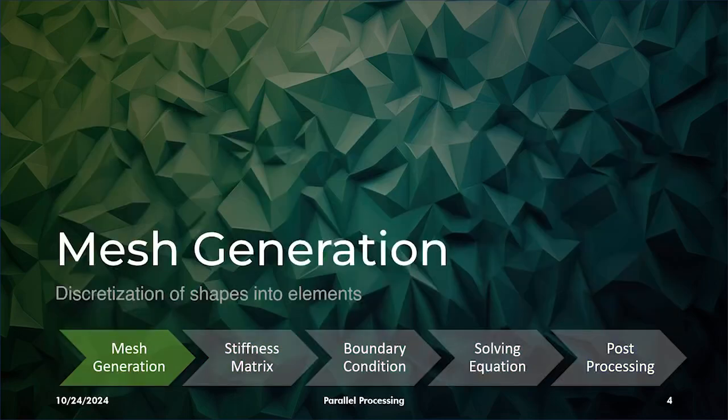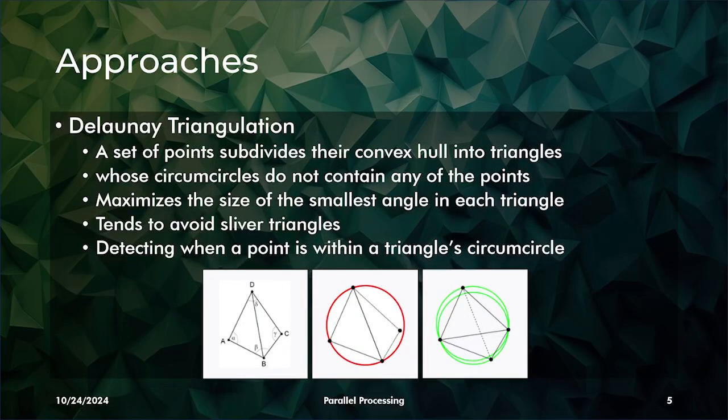In short, mesh generation means discretization of shapes into elements. One method is to use Delaunay triangulation, which takes a set of points and subdivides their convex hull into triangles in a way that circumcircles do not contain any of the points. The point of this approach is to maximize the size of the smallest angle in each triangle and avoid sliver triangles, which helps us have well-distributed triangles. But it's a tough decision to detect whether a point is within a triangle's circumcircle or not.